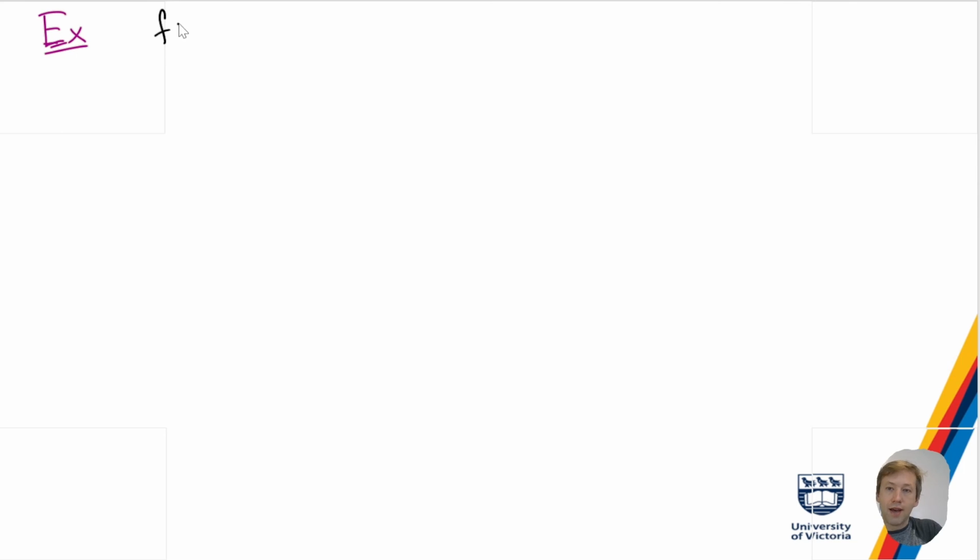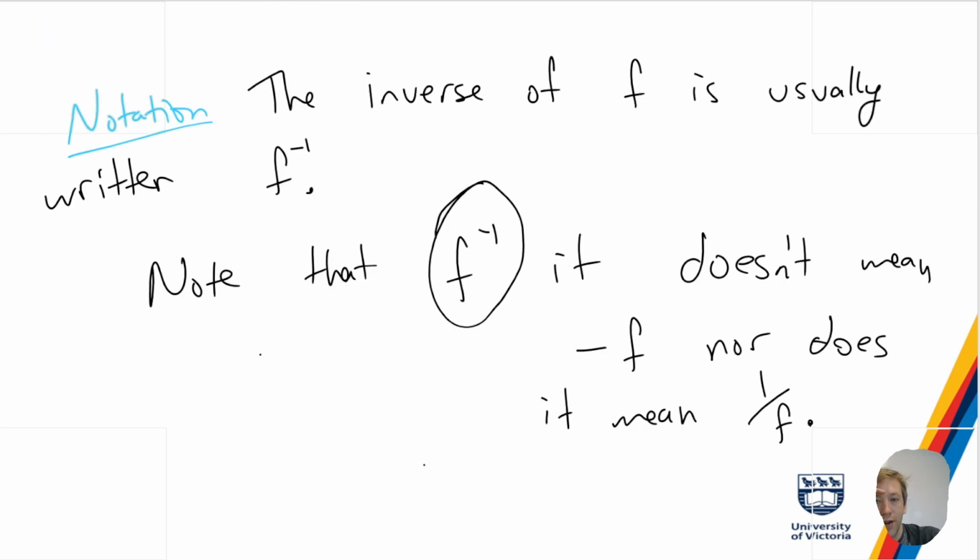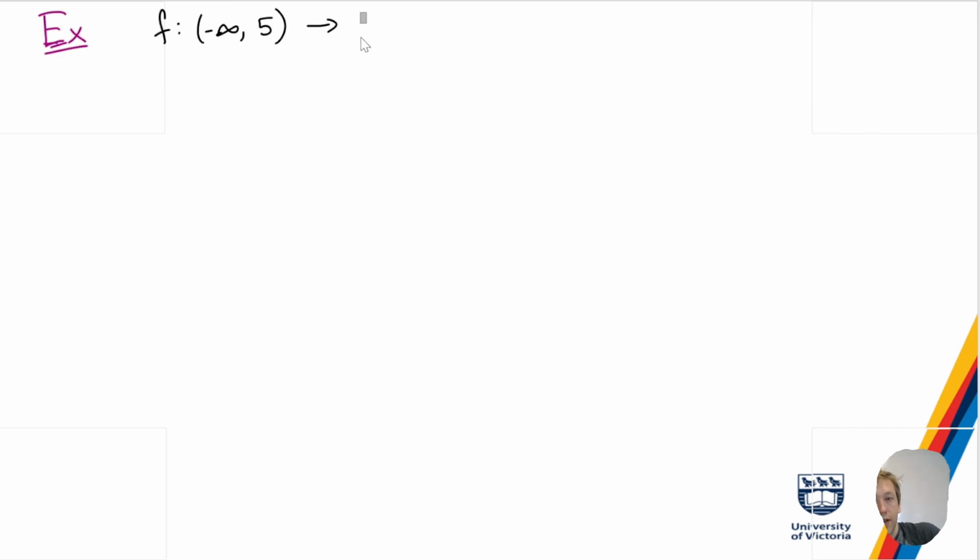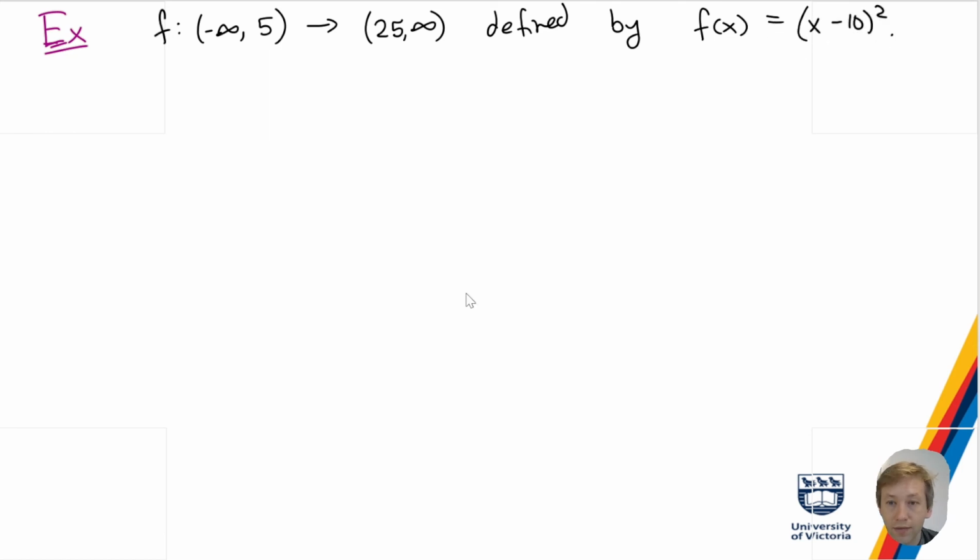So suppose I take f from the interval -infinity up to 5, maybe open bracket, mapping to, let me think, what's the right range? Oops. So it's going to be 25 to infinity, defined by the same kind of formula. So f of x is (x minus 10) squared. Okay. So this is not the same function as before. This is a different function.